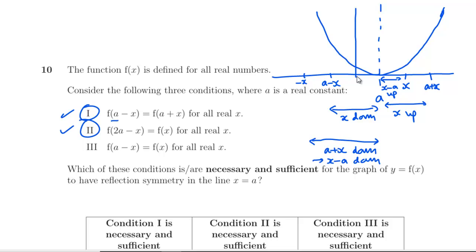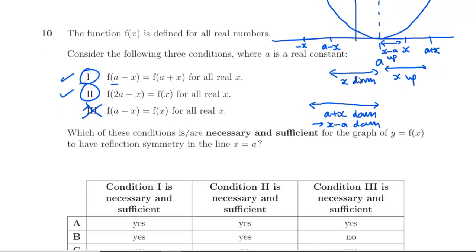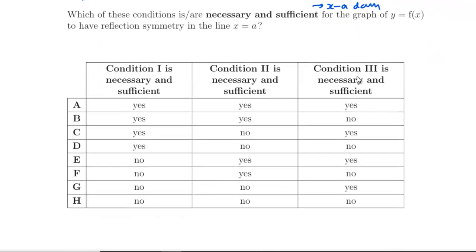F of a minus x, that can't work. We've had that in the first one. If the first one works, the third one can't work because they contradict each other by the look of it. One of them is x minus a up and the other one's x down. So it can't be that one. So it must be 1 and 2, which is B. Okay, that was a sneaky one.